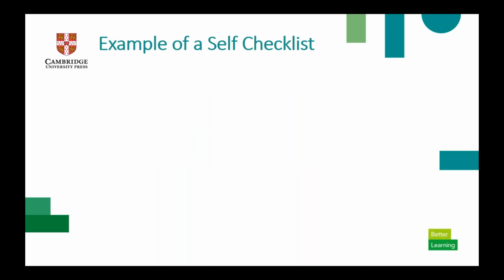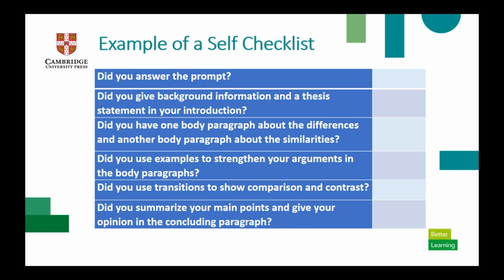Here's an example of what I think is a useful self checklist. I think it can be helpful for students to just see something this basic of, did you answer the prompt if they were given a prompt, or did you accomplish the task? This checklist is focusing on a compare and contrast assignment. You, of course, can modify this for any writing assignment that you give students, but it takes students step by step, and they have this right-hand column where they can write yes, no, or I am not really sure.